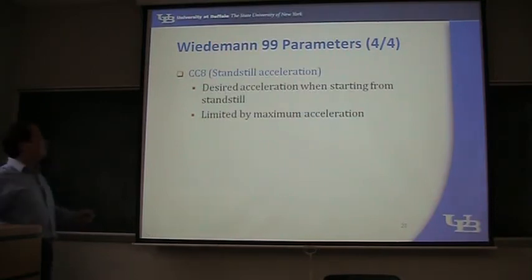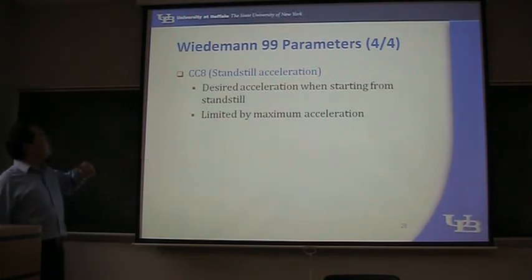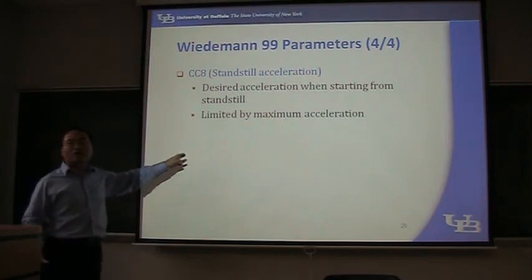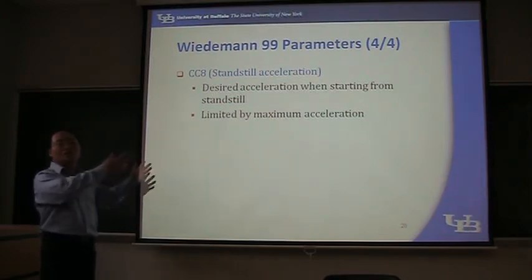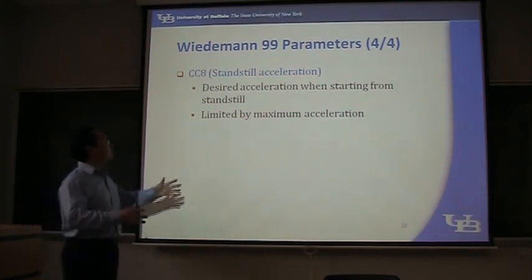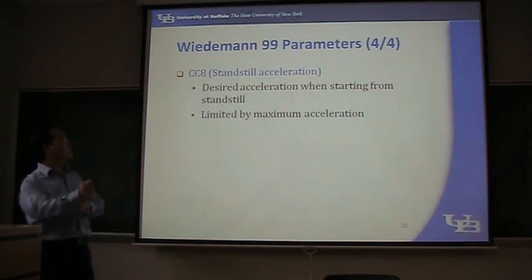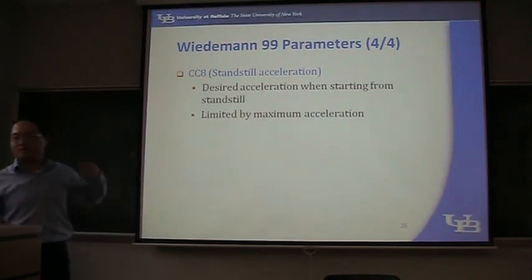Now, two more parameters. CC8, standstill acceleration. This is the desired acceleration. This has nothing to do with the car following model, but it's a parameter that their model uses. This is the desired acceleration when the vehicle starts moving, and it's limited by maximum deceleration.